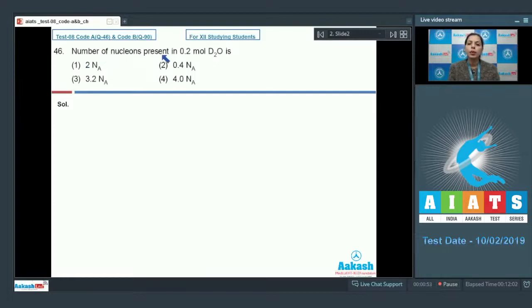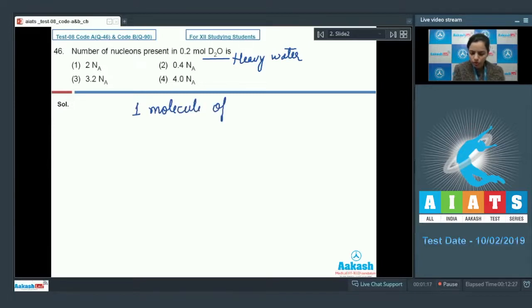Number of nucleons present in 0.2 mole of D2O. What's this D2O? This is heavy water we're talking about. In case of this heavy water, how many nucleons are present? First thing, the number of moles is also given. So we should know that whenever we talk about one molecule of D2O, the heavy water, how many nucleons does it contain? In this case, deuterium is there, that's the heavy hydrogen. One proton is there, one neutron is there. It means two nucleons are present in this deuterium, and there are two atoms of deuterium.